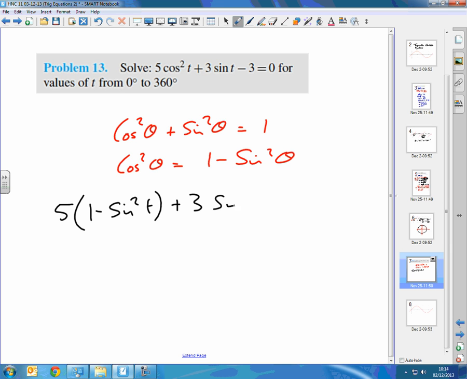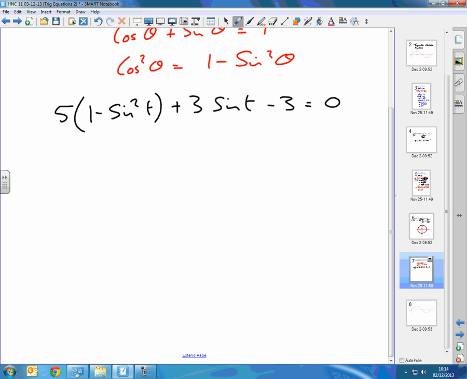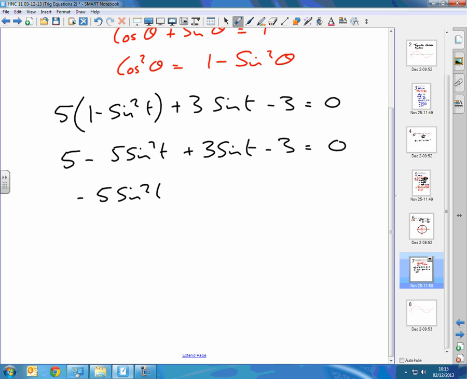Plus 3 sine t minus 3 equals 0. And then we'd expand out the brackets. 5 minus 5 sine squared t plus 3 sine t minus 3 equals 0. Now collecting like terms, 5 minus 3 is 2. So we've got minus 5 sine squared t plus 3 sine t plus 2 equals 0.